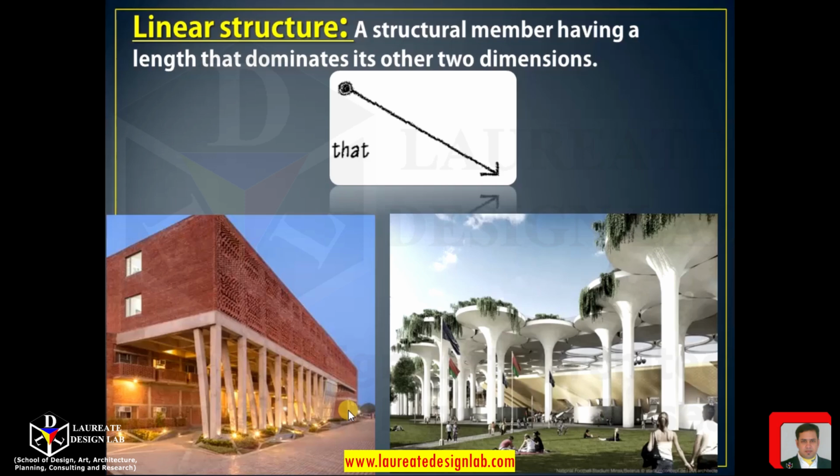So what is linear structure? A structural member having a length that dominates its other two dimensions. So let's look at the column over here. It has this as the length, which is dominating this and this dimension. Look at here, this height is dominating the overall girth or the width over here. So this type of structure is called linear structure.